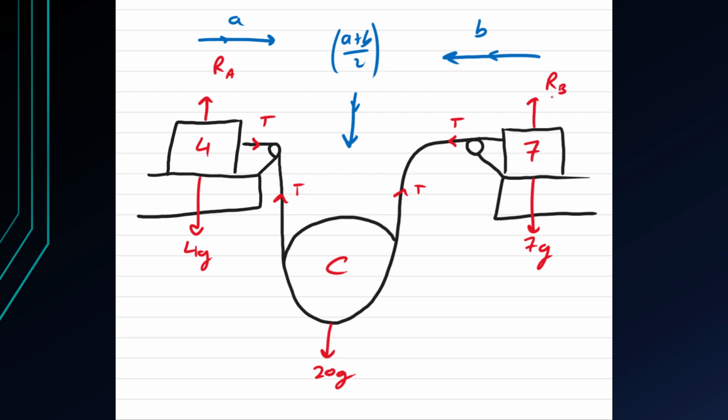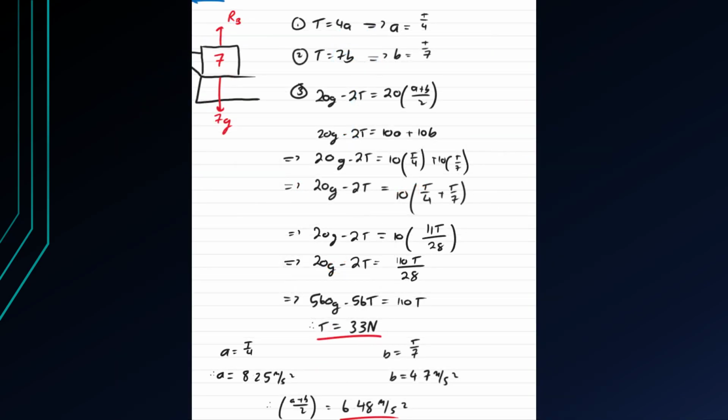The second particle, particle B, has a mass of 7 kilograms and has an acceleration of small b. So the tension will be acting in this direction, helping the acceleration in both cases. For the movable pulley, however, the tensions are acting directly upwards and against the direction of motion. So it's going to go downwards with a weight of 20g and an acceleration which is the average of these two accelerations.